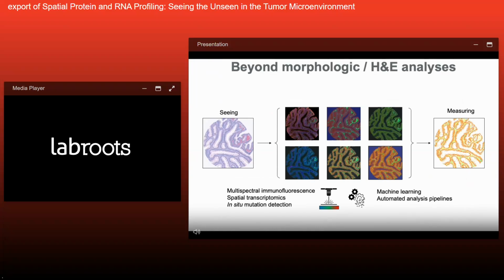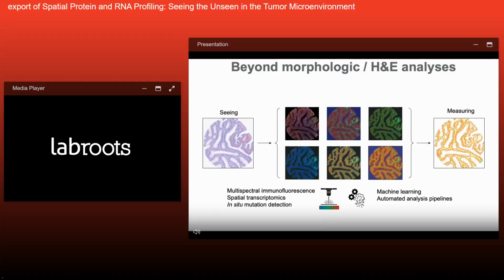So although we can see some things by H&E analysis, the reality is that most cell types are not really identifiable just by looking at H&E slides. To identify these cell types, we need RNA markers, we need protein markers, and we need to be able to combine those markers to identify all of the other elements in the tumor microenvironment. A major focus of our lab is building assays that allow us to do this. This includes multispectral immunofluorescence, spatial transcriptomics, and in situ mutation detection.